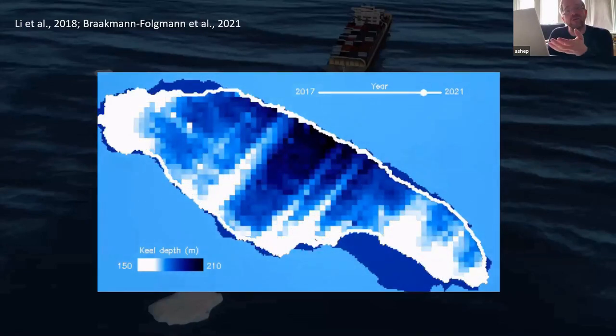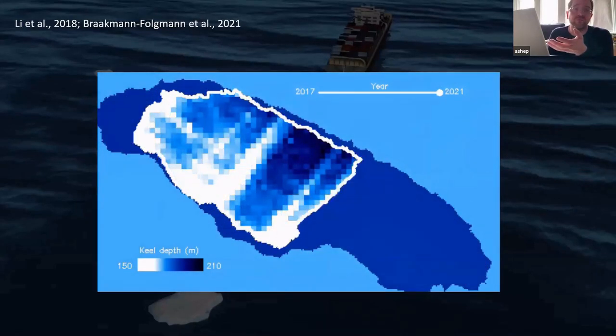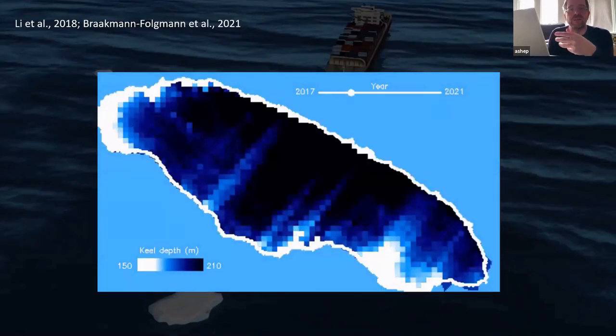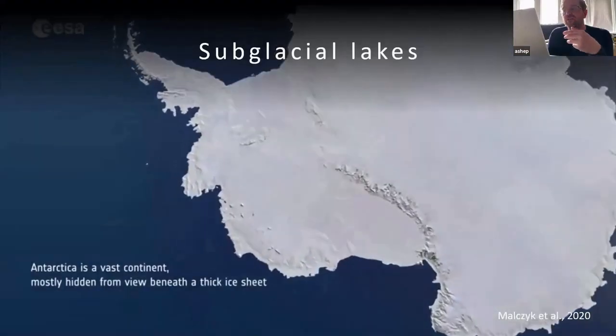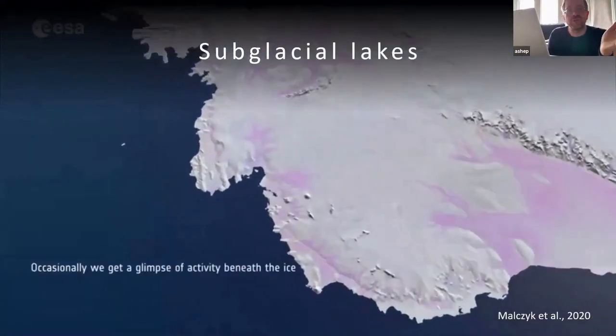And that told us that the iceberg was too thick to ground around South Georgia, which is important because it didn't become this ecological disaster that people were worrying that it would, because it was just too thick, it never got there. And we can also look at subglacial lakes.